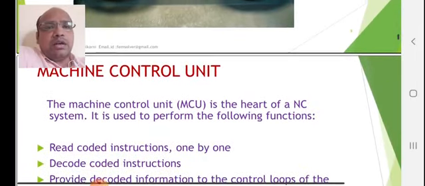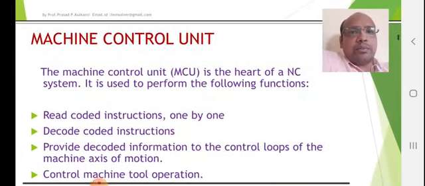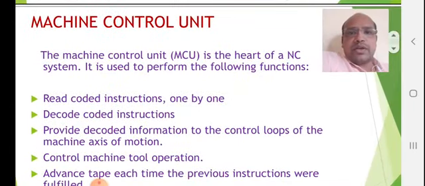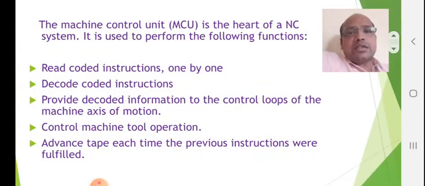Now let us see a very important control unit that is called a machine control unit in NC manufacturing system. So machine control unit is the heart of numerical control system. What is its function? It reads coded instructions one by one in a sequence. It decodes coded instructions. It provides decoded information to control loops of the machine axis of motion. It also controls machine tool operations.